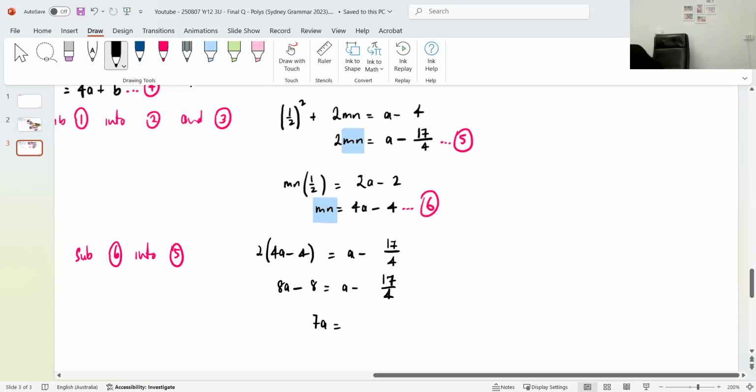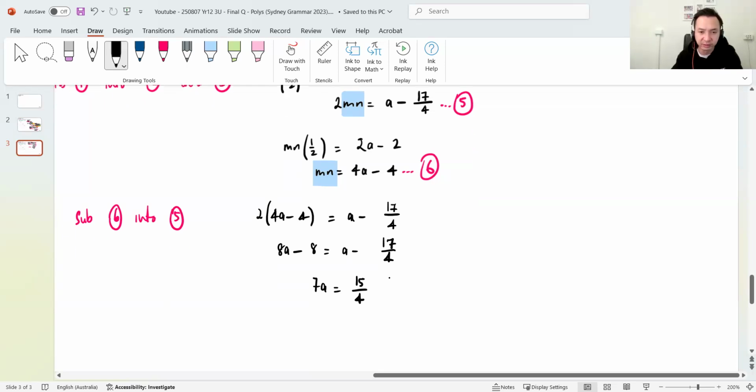Give me 1 sec. Calculator. So what's that? 8 minus 17 on 4. 15 on 4. Let me just check the mathematics there. Yeah, I think it's right actually. It's just really nasty, right? A equals to 15 on 28. Check that. 15 on 28. Yeah, it looks good actually.